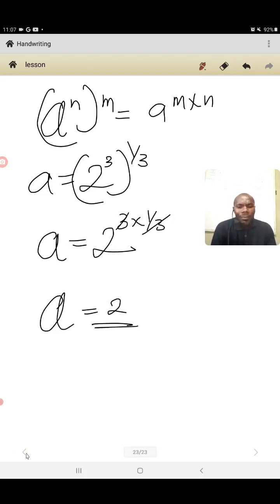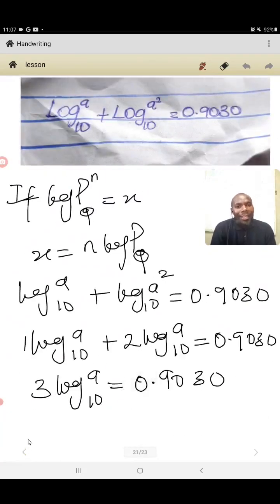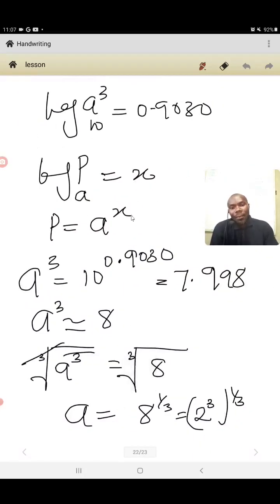So for this question, it means that a is equal to 2. If you're able to follow the analysis the way I explained it, you start from this law, log a and this, we merge it together. This is 1 of log a, 2 of log a, and by the time you add them together, we have 3 log a base 10. So we go back to another law of indices, that p is raised to power this. So this one gives you 7.998, approximately 8. So back to the law of indices to get this.